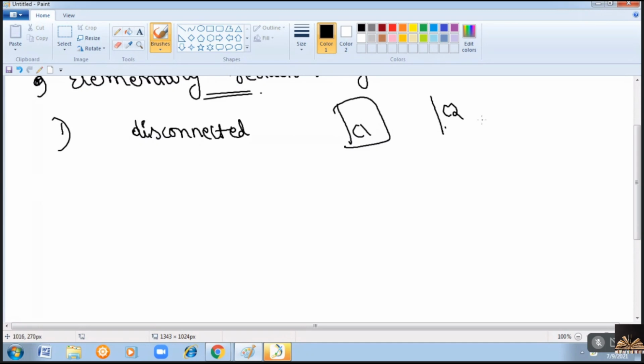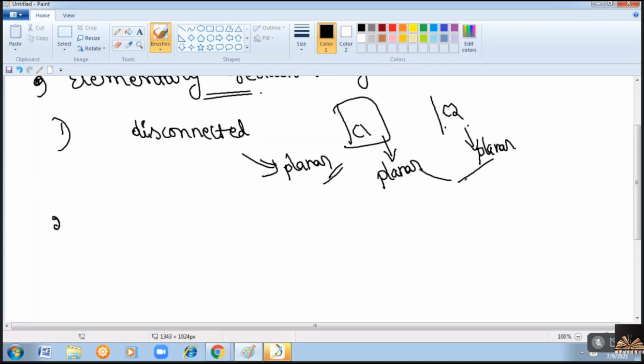If a graph is a disconnected graph, then how to check the planarity of the graph? We have to check whether each component is planar or not. If all the components of a disconnected graph are planar, then the given disconnected graph is a planar graph. That is the first step we have to consider, whenever a disconnected graph is given.